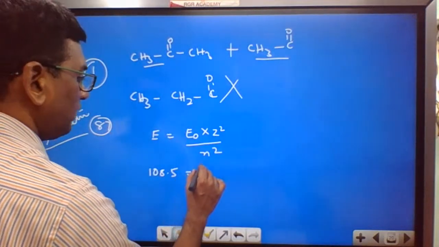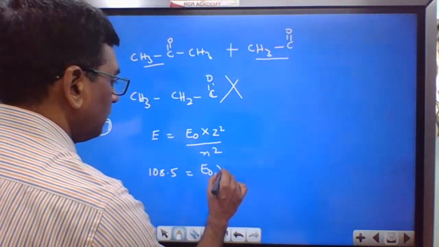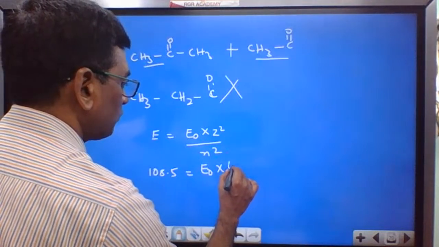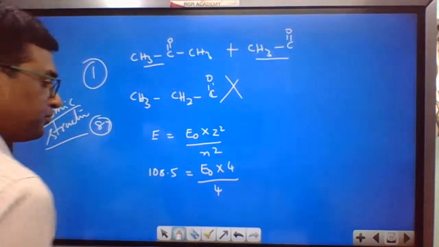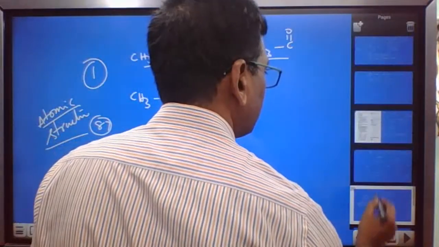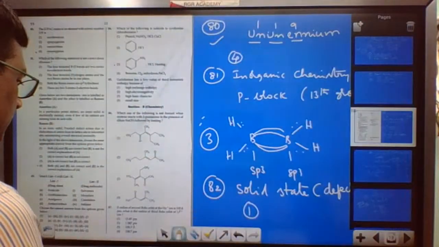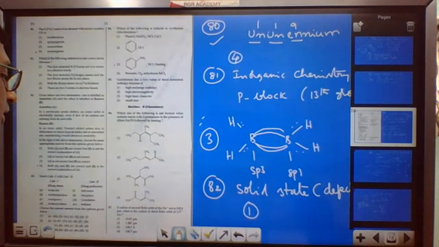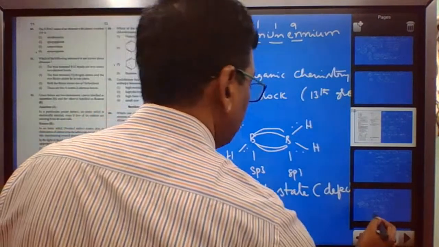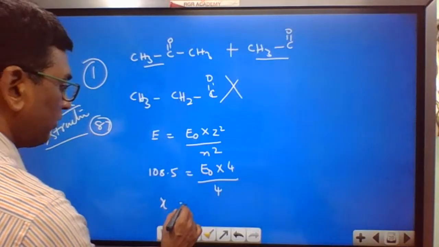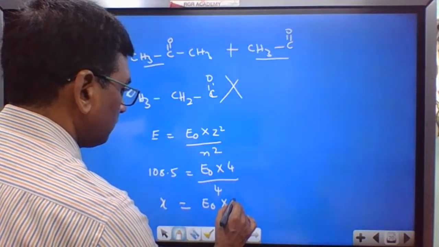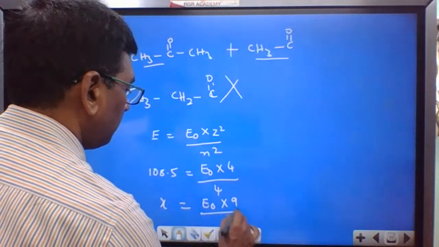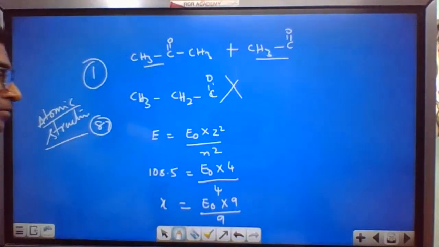108.5 picometer is equal to E naught. We don't know E naught. Z is helium means 2, 2 square is 4. Second orbit means 4. Then they are asking you to calculate the radius of the third orbit of lithium 2 plus. For lithium 2 plus we have to calculate with E naught. So lithium means Z is 3, 3 square is 9. Third orbit, 9.